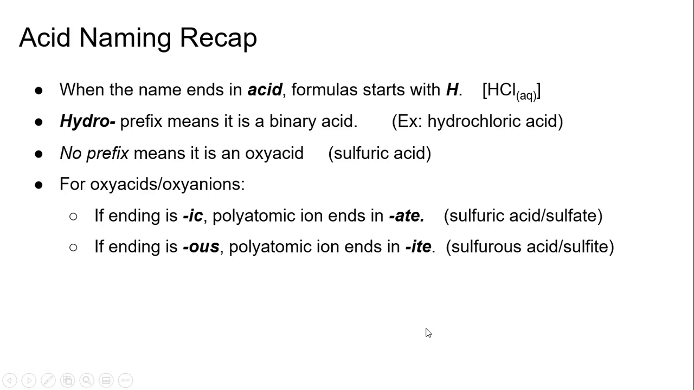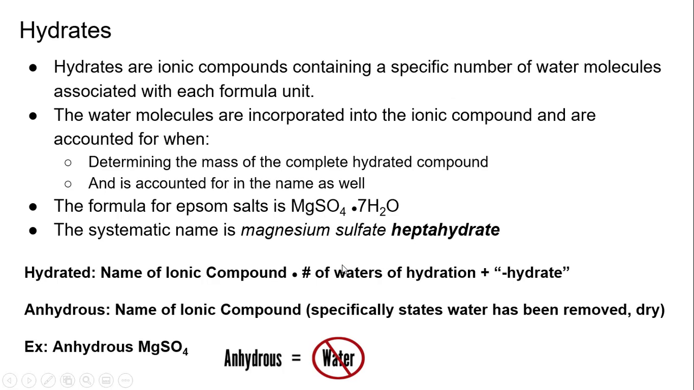So an acid naming recap. When the name ends in acid, formulas start with H. Hydro prefix means it's a binary acid. No prefix means it's an oxyacid. And for oxyacids and oxyanions, you can make sure you understand the ending and which ending replaces it. So if it's ending in "ic", the polyatomic ion ends in "ate". And you see the example here. If it's ending in "ous", the polyatomic ion ends in "ite".